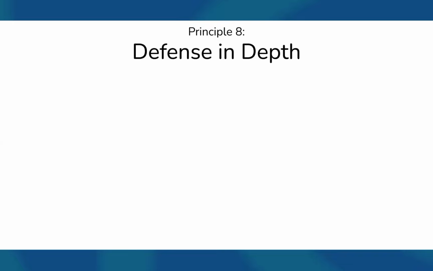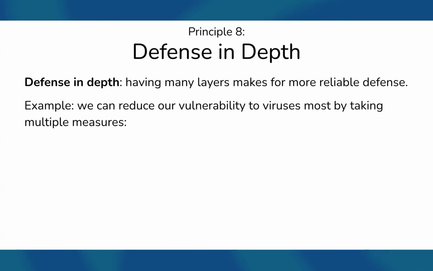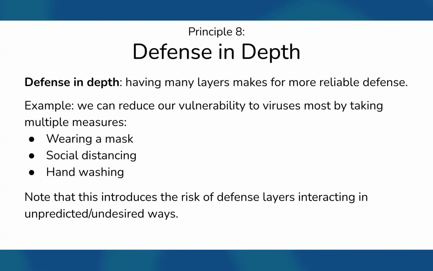This is about having many layers to have higher reliability. This is related to redundancy in some ways, except that here, the layers of defense can be more distinct than having extremely similar repeats. There's often less overlap in defense in depth than with redundancy. Let's talk about the case of viral infection. There are many ways to have defense in depth. If you wear a mask or do social distancing or wash your hands, if you combine all of those, that can increase your robustness to viruses more than just doing one alone. However, with defense in depth, this can introduce some unexpected consequences if there are interactions between these various interventions.